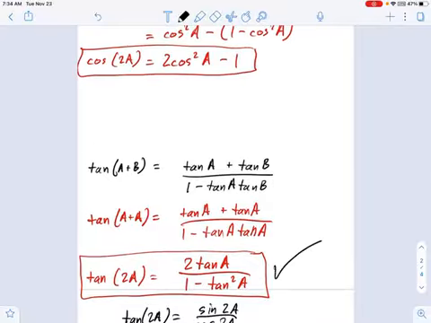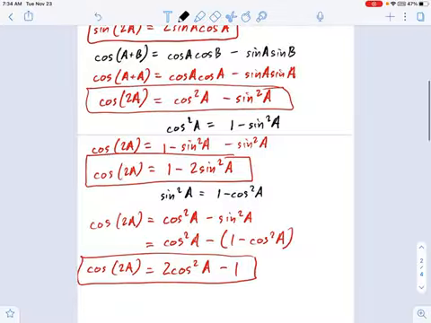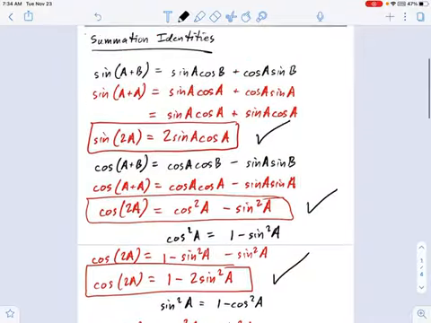Okay, we got a tangent one. We have 3 actually for cosines. Should be comfortable with all of them. And this is the one for sines.